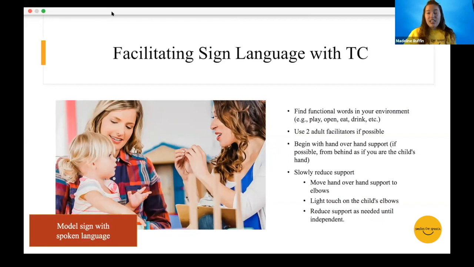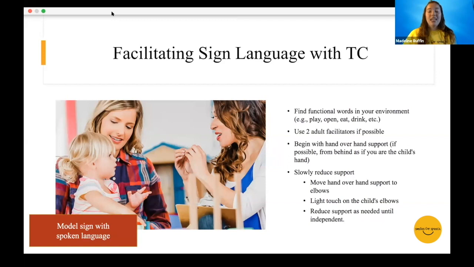And to facilitate this best, it works better with two facilitators and a student. And what I mean by this is two adults helping a communicative moment and then one student. This is not always possible, and I understand that. Believe me, I have been with many students, just me and them, in which I'm helping facilitate this use of total communication, this signed language. But best practice is the use of two facilitators.